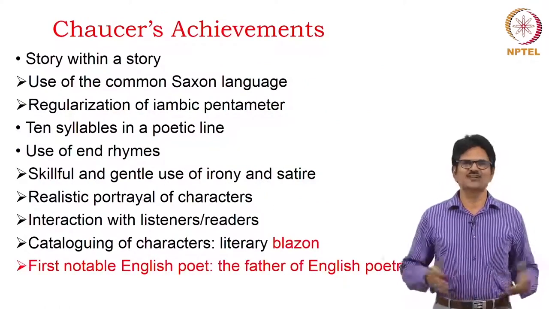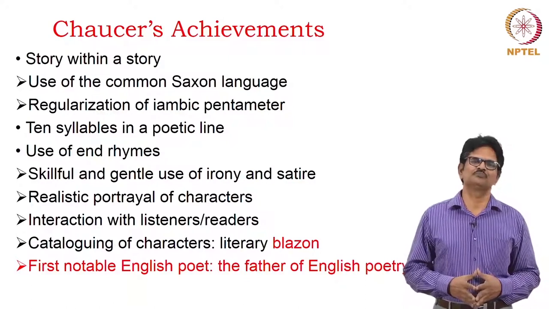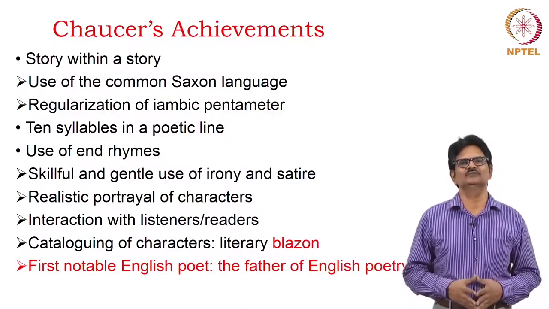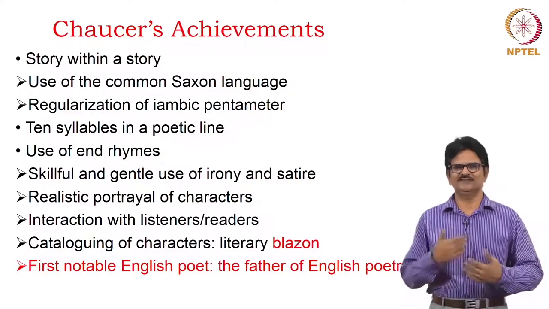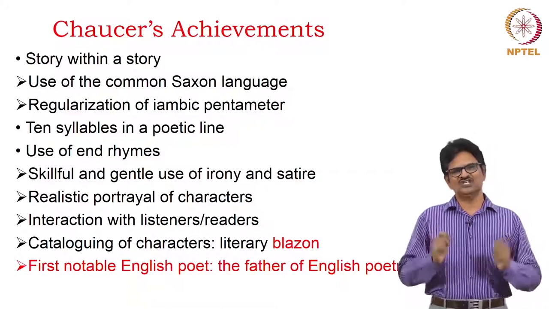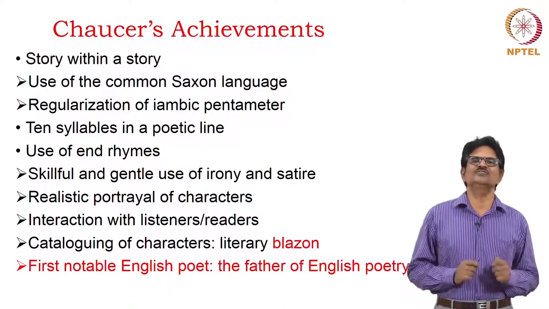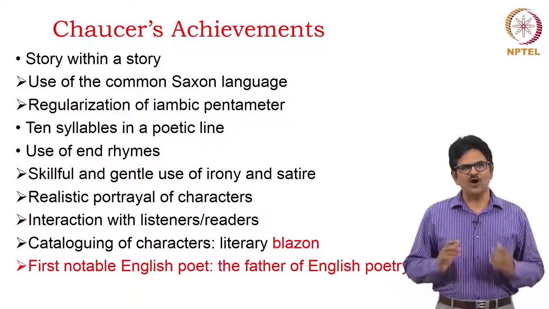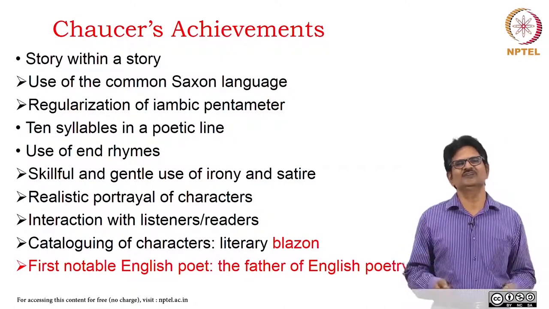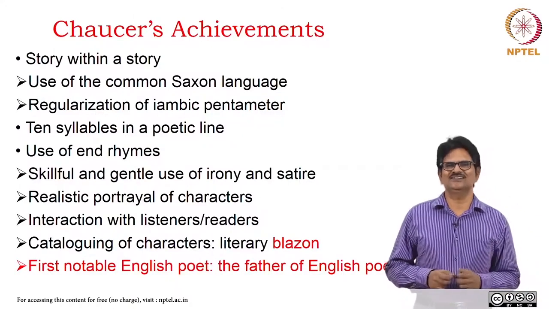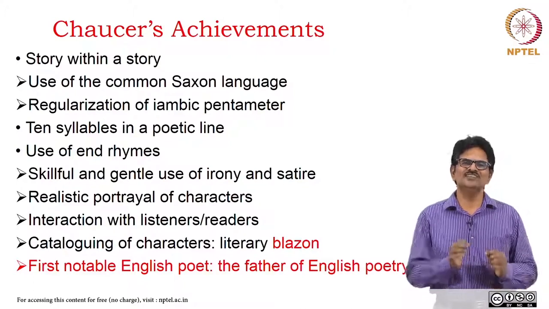Chaucer's achievements in poetry are remarkable. These are the various points which support our argument. He began telling a story within a story. He used the common Saxon language, not French, not Italian, in this Canterbury Tales. He took the chance to regularize iambic pentameter. This regularization happened with the consistent use of 10 syllables in a poetic line. And also he started practicing end rhymes. In addition to all this, he was a master of using irony and satire. His irony and satire are known by his skill for gentleness, humaneness.